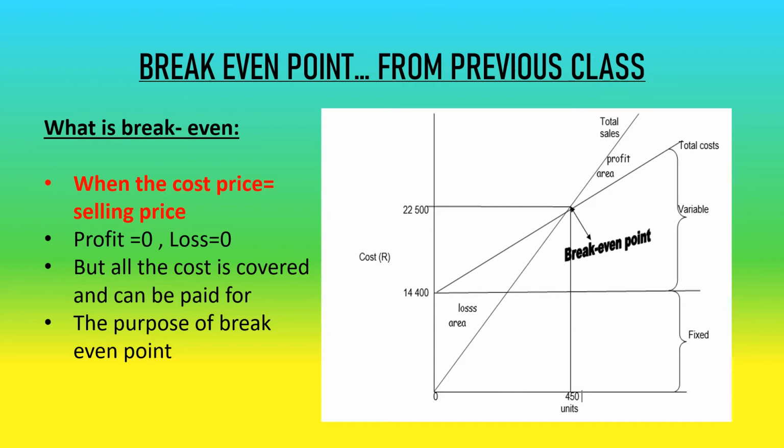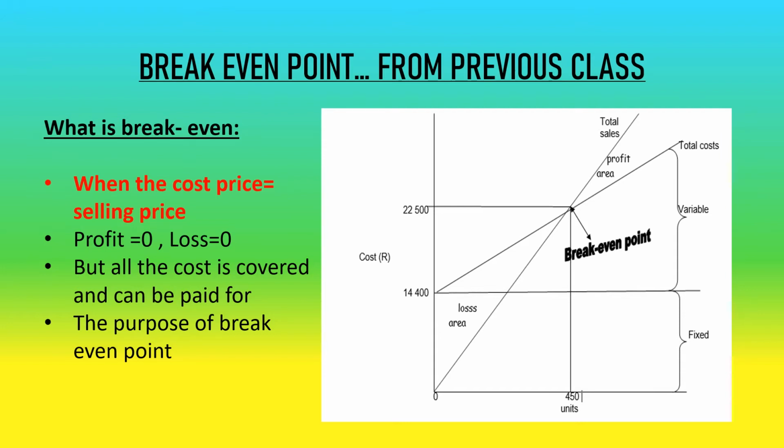So when a manufacturer or a company incurs losses, it's because the cost price is higher than the selling price. And vice versa, when they're making a profit, it's because the selling price is higher than the cost. But when you're sitting on a break-even point, our cost price is equal to our selling price. At this point, we neither make a profit nor a loss, but we just have enough money on hand to cover all our fixed and variable costs.